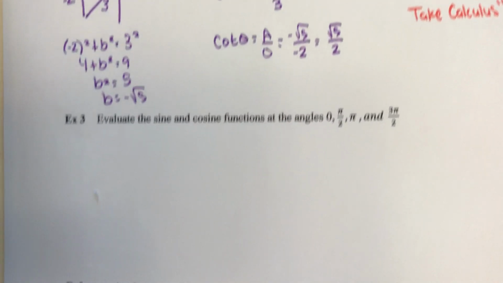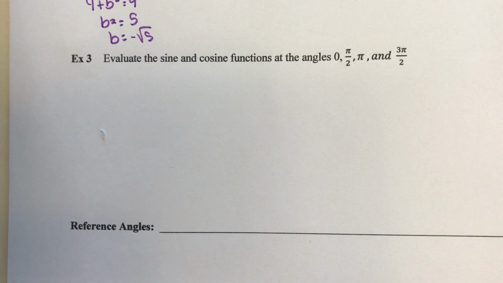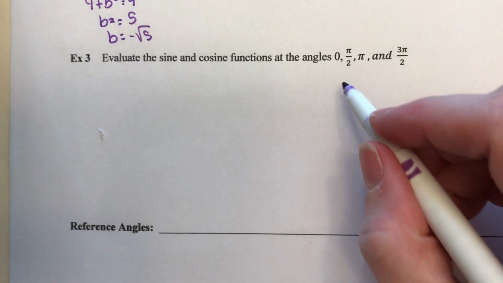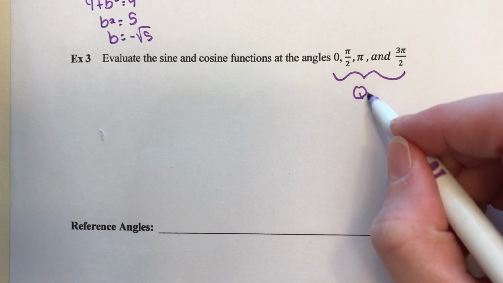Okay, let's try another one, number 3. Evaluate the sine and cosine functions at the angles of 0, pi over 2, pi, and 3 pi over 2. So these are all quadrantal angles. We've talked about this before.